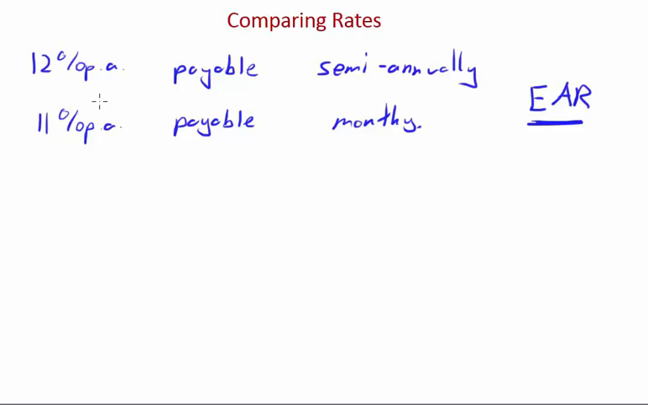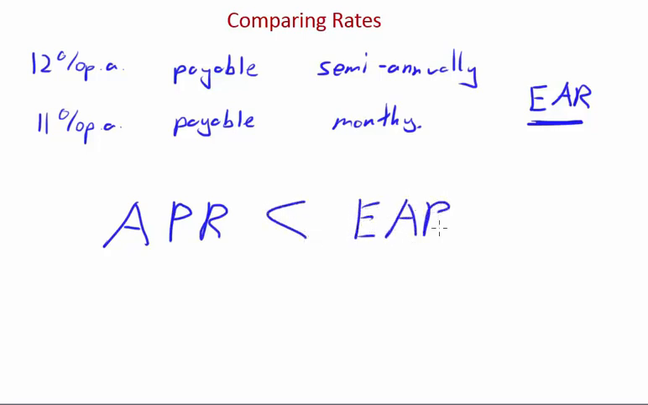So if this is your annual percentage rate and this is your effective annual rate, you can see that your annual percentage rate will always be smaller than your effective annual rate, unless your annual percentage rate is already payable annually, in which case it will be the same.